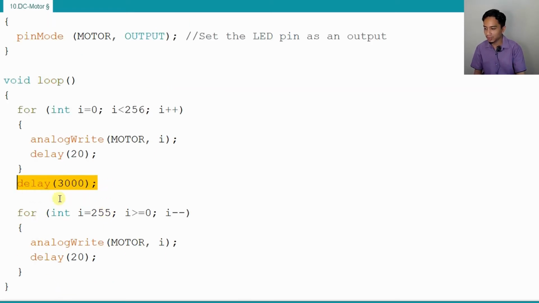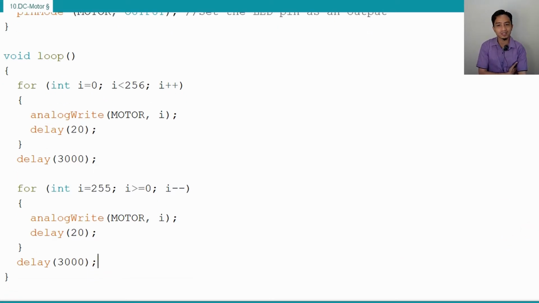And then after that it will go out from this for loop here. The speed will start to drop. The I value here will start to drop from 255, one by one until it reaches 0, for every 20 milliseconds. After it stops, it will wait for 3 seconds before it turns on again. So this is basically how the coding is, the same coding as in the PWM video, just I changed the LED into motor.